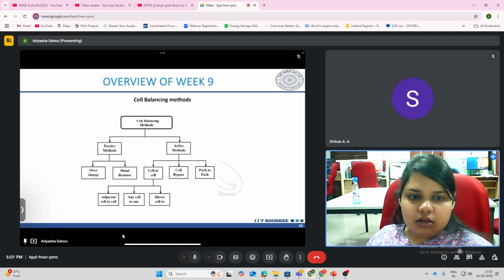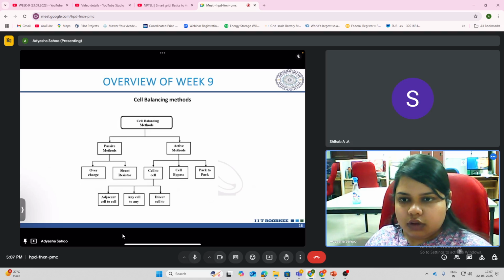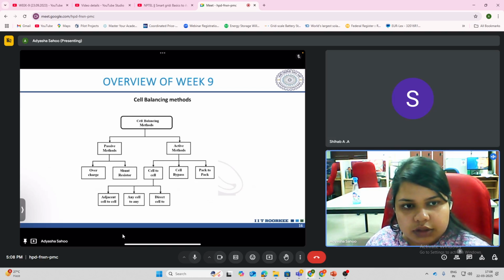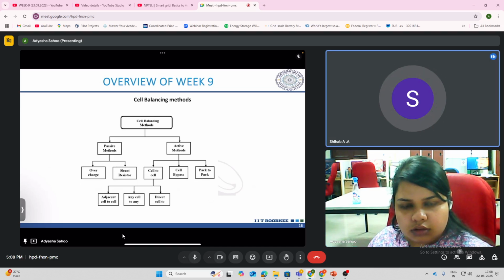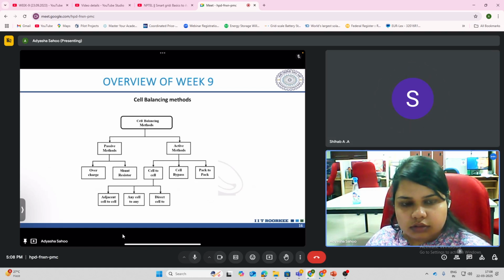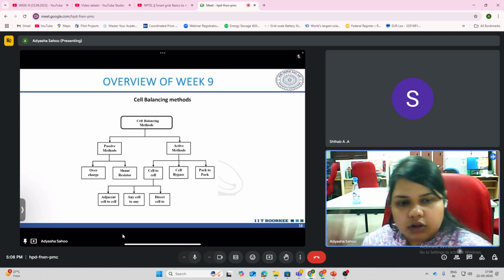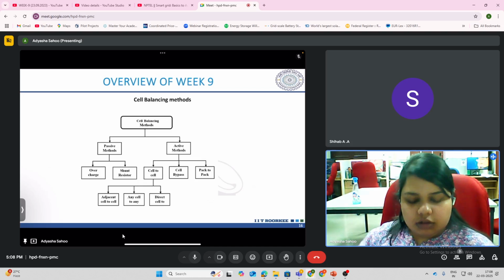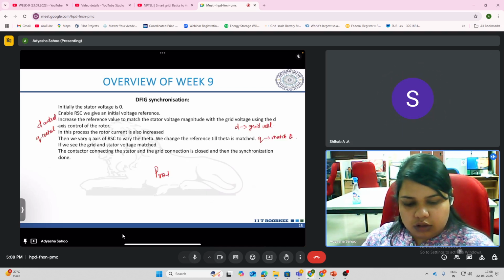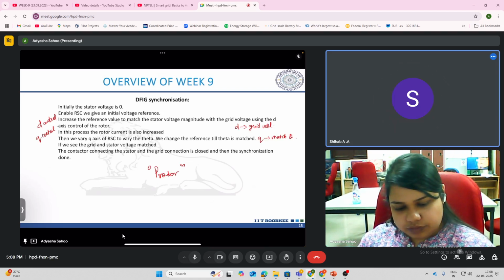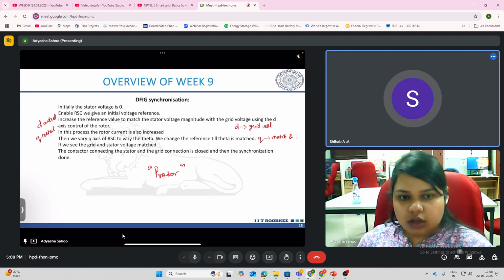Now the next hardware setup was for the wind machine. Is it squirrel cage? No, it will not be squirrel cage. It will be slip ring because you are varying the rotor side power, P rotor. It will be slip ring.